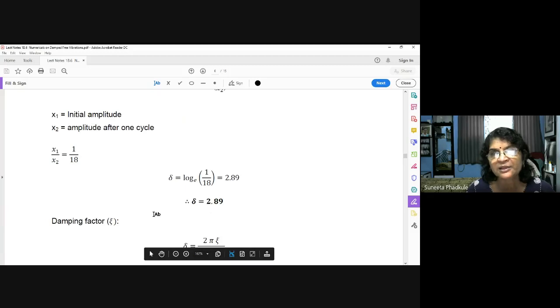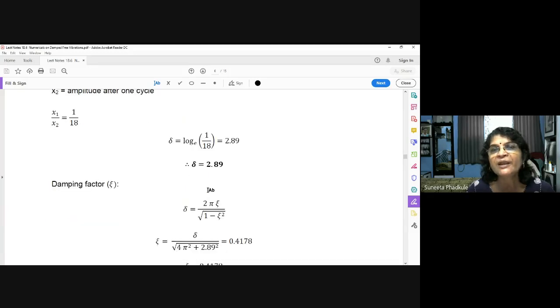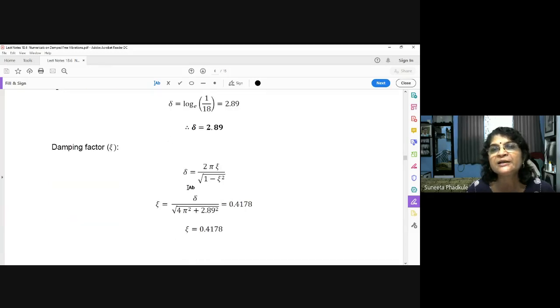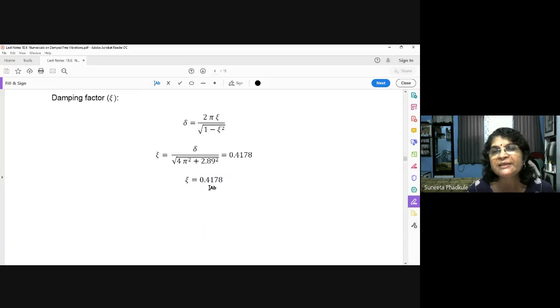So from delta you will find zeta. You have studied this formula: delta is equal to 2 pi zeta upon the square root of 1 minus zeta square. The same formula can be written in terms of zeta: zeta is equal to delta upon the square root of 4 pi square plus delta square. So from this formula you find zeta. How much zeta is coming? 0.4178. So that means this is an under-damped system.